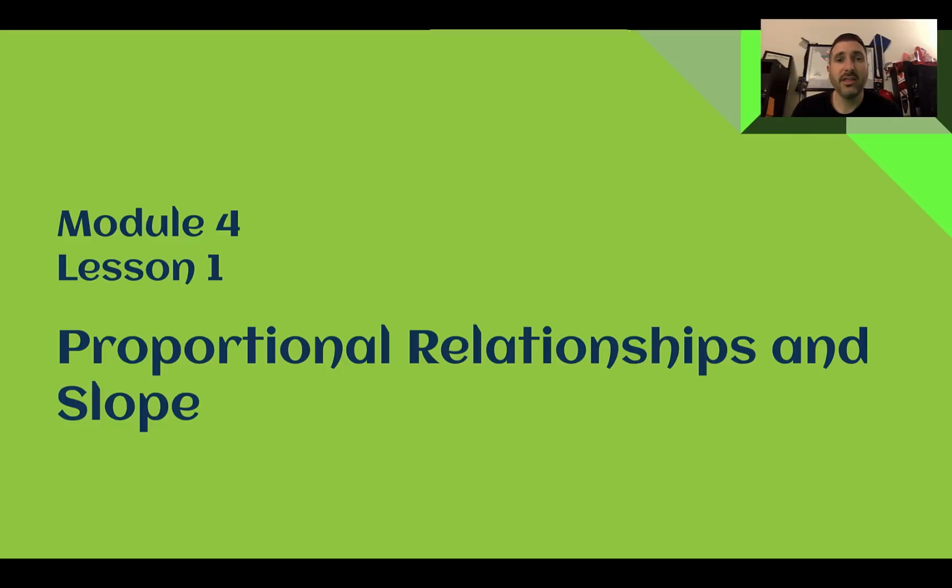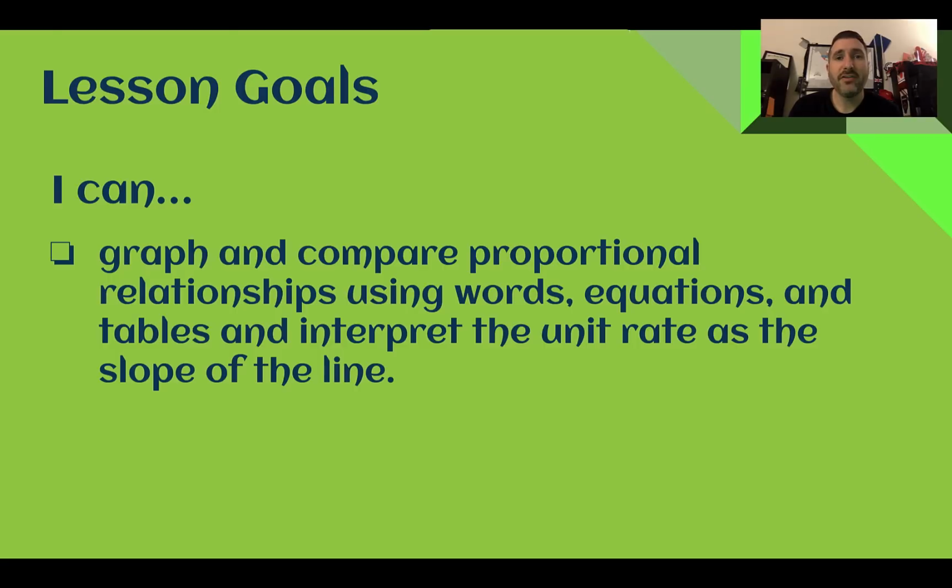Hey there, Mr. Weaver here, and this is 8th grade Module 4, Lesson 1, Proportional Relationships and Slope. After this lesson, you need to be able to graph and compare proportional relationships using words, equations, and tables, and interpret the unit rate as the slope of the line.